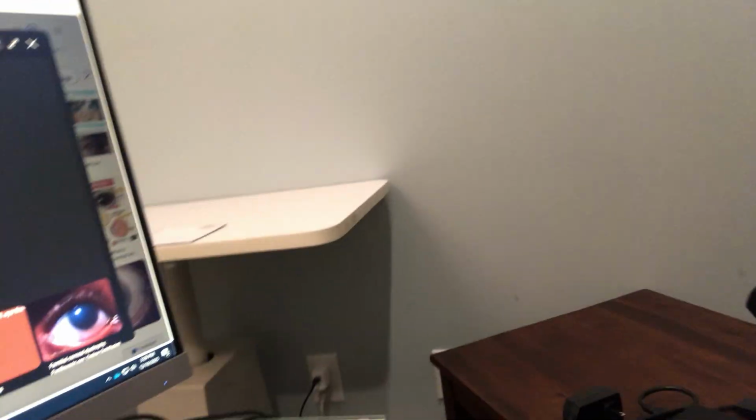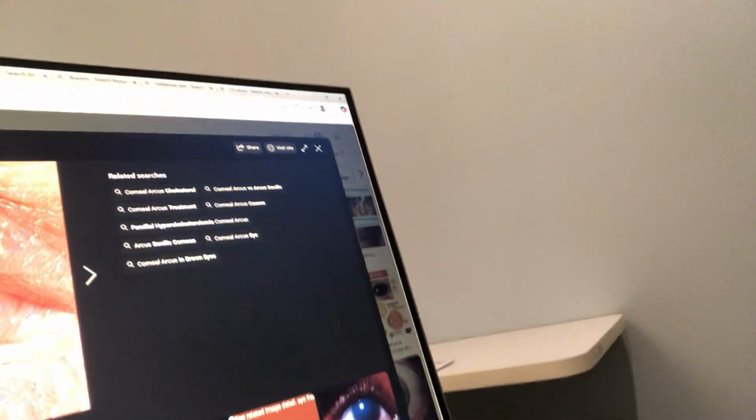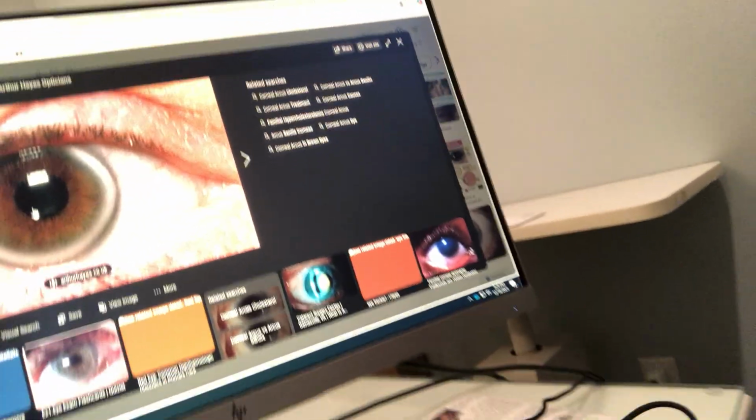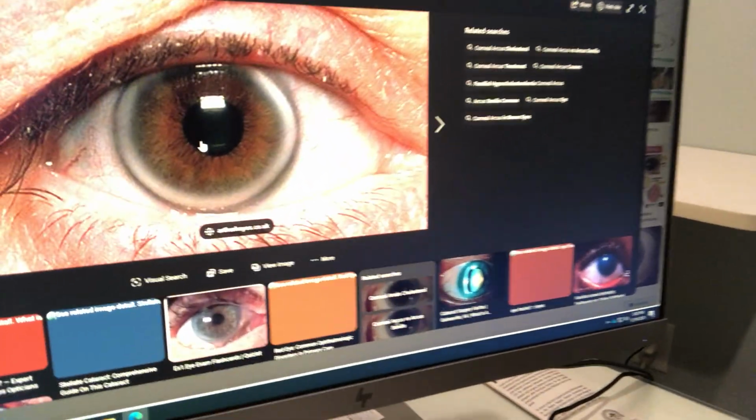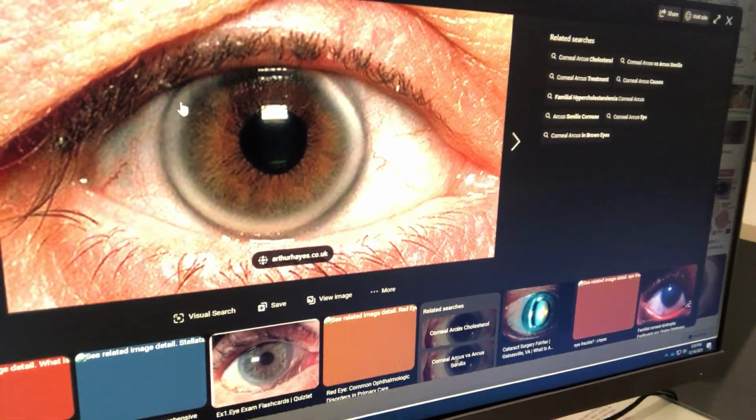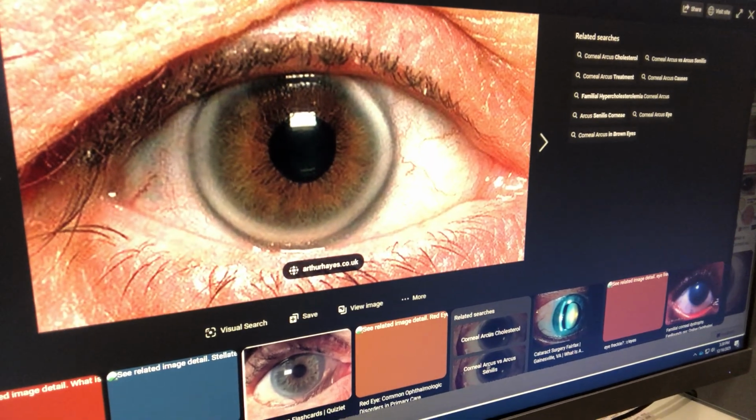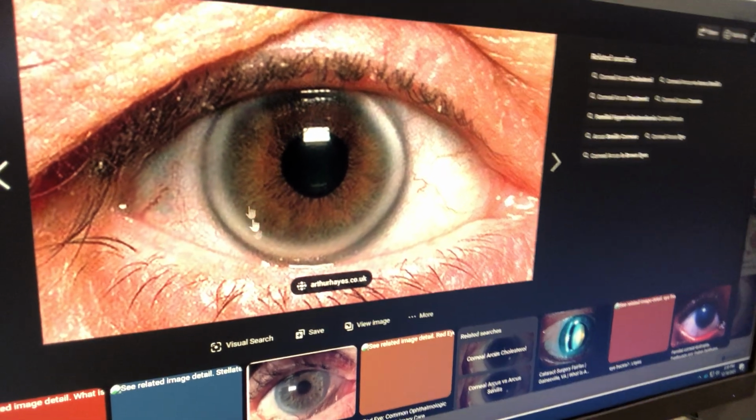If you look at my computer screen here, this is what the arcus is going to look like. You see that white ring around it? That is known as the arcus. So what does it mean? Well, if you see an arcus in someone who's older, then it's normal, okay? Because that is known as an arcus that happens in older age groups, which is known as the arcus senilis.